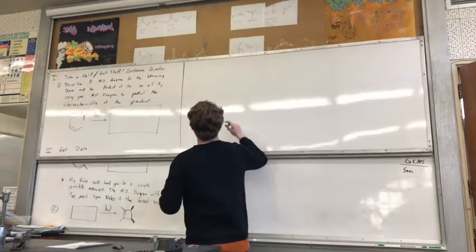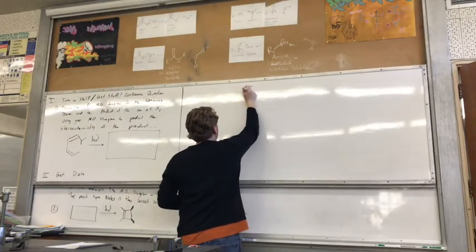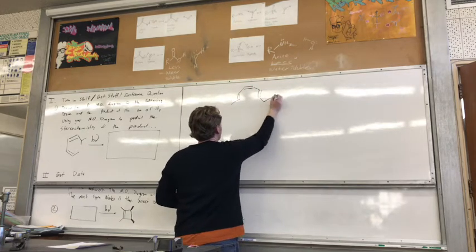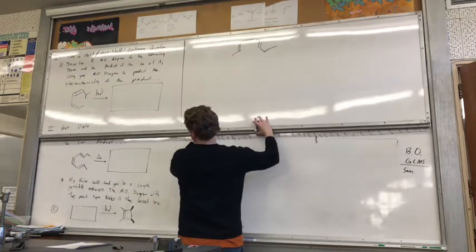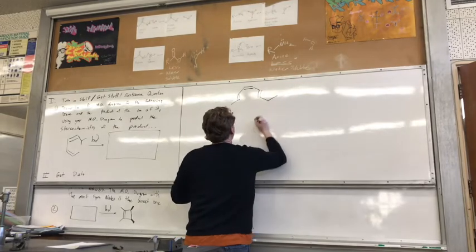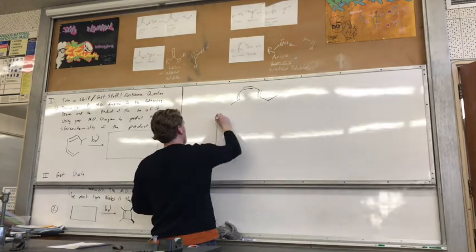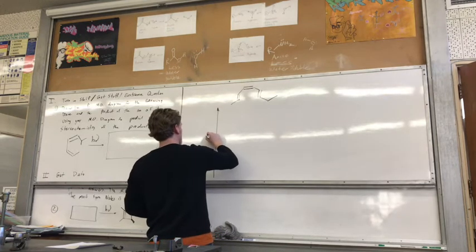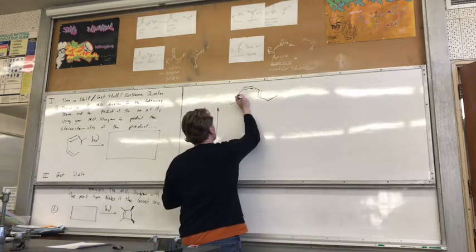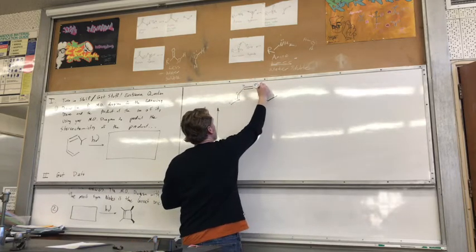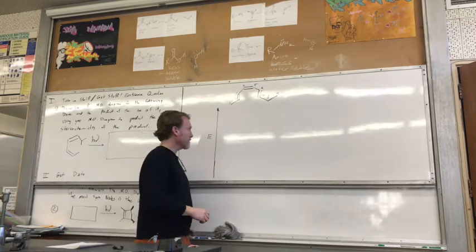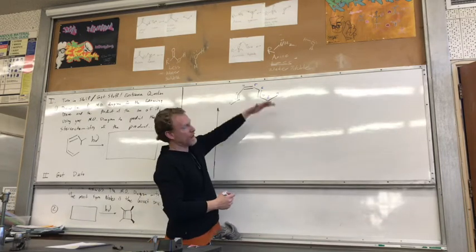Not all the gold trans. Something like this. That looks pretty good. Okay. So energy along here. I'll have 6 p orbitals, p atomic orbitals. So I need to make a 6 by 6 matrix.